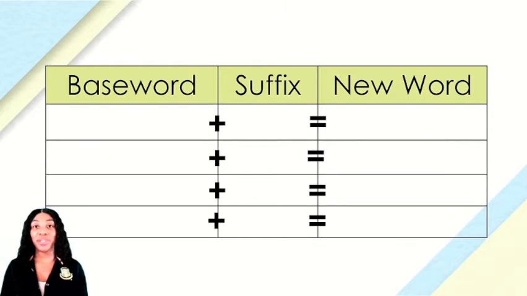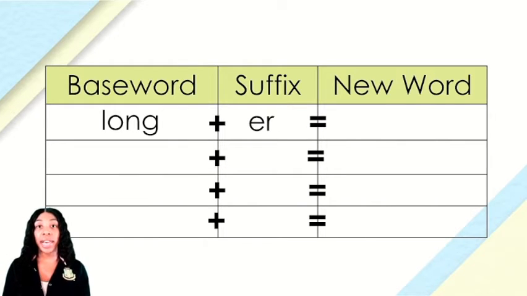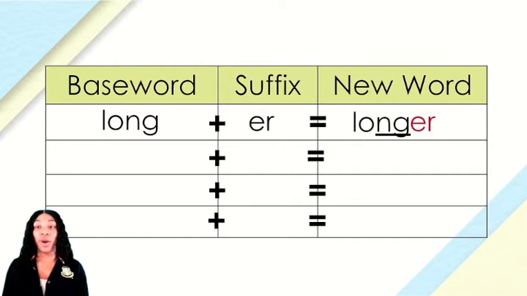Now, we are going to use these word parts to make some new words. Make sure you have your paper and pencil ready. Let's go. Our first base word is long. Our suffix is er. When we put these 2 parts together, what new word do we make? Longer. Notice that adding a suffix did not change the spelling of the base word. This is because there are 2 consonants, N and G, before the suffix. We'll watch for a similar pattern as we continue.